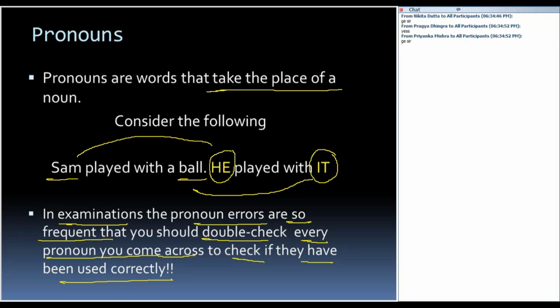But once we are through with all the kinds of errors, then we will take up practice sessions on real questions from CAT and XAT, where we'll combine everything that we have learned and see how we can use them.